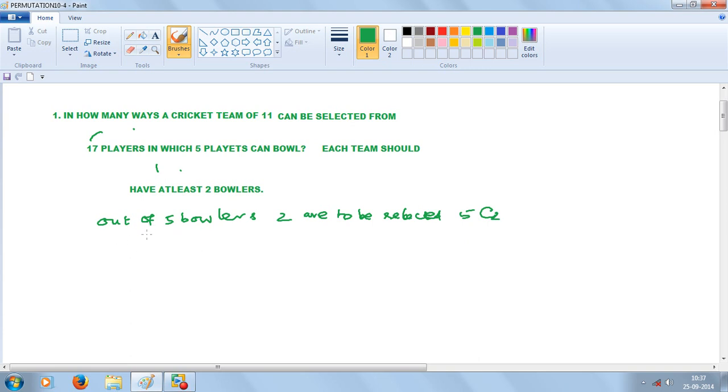Now there are 17 players in total. If the bowlers are removed, out of the remaining 12 players, 9 are to be selected. So it is 12C9.